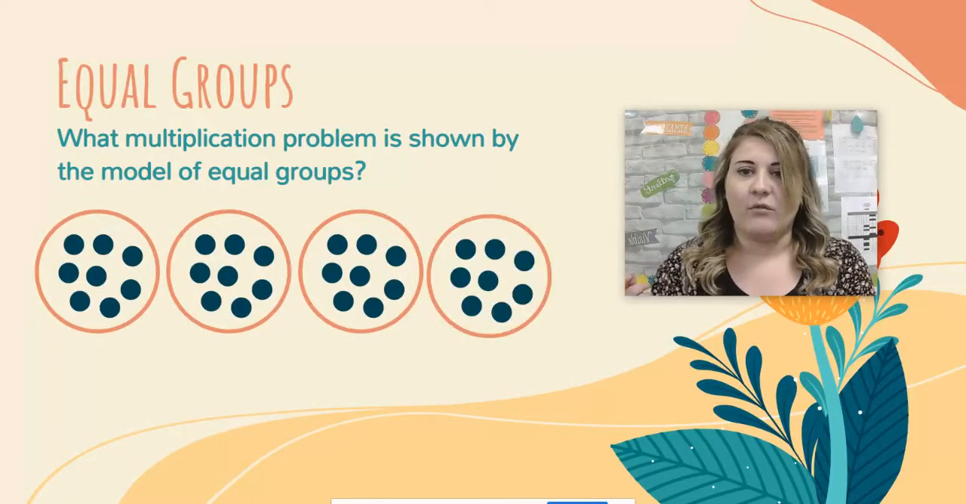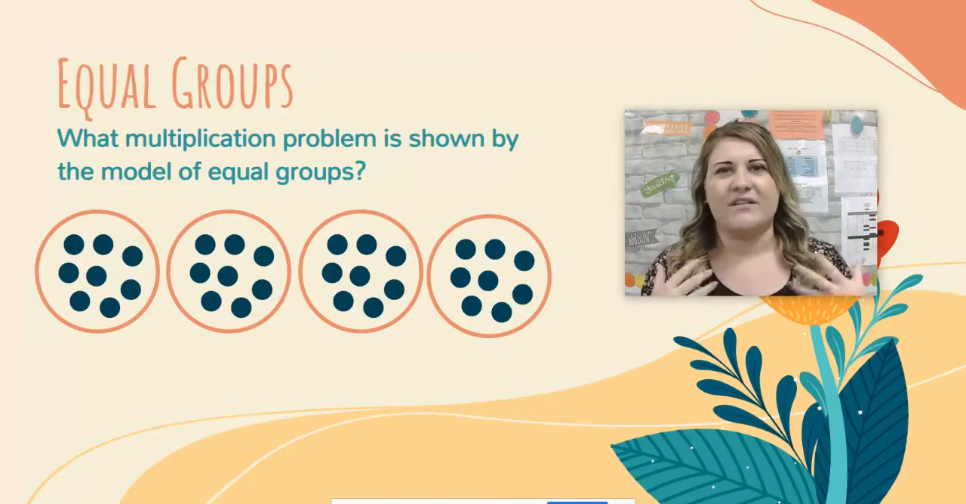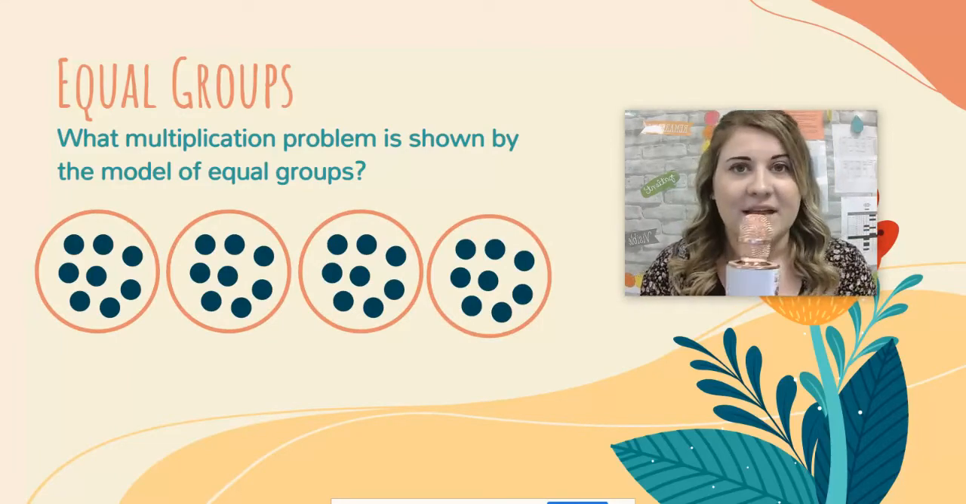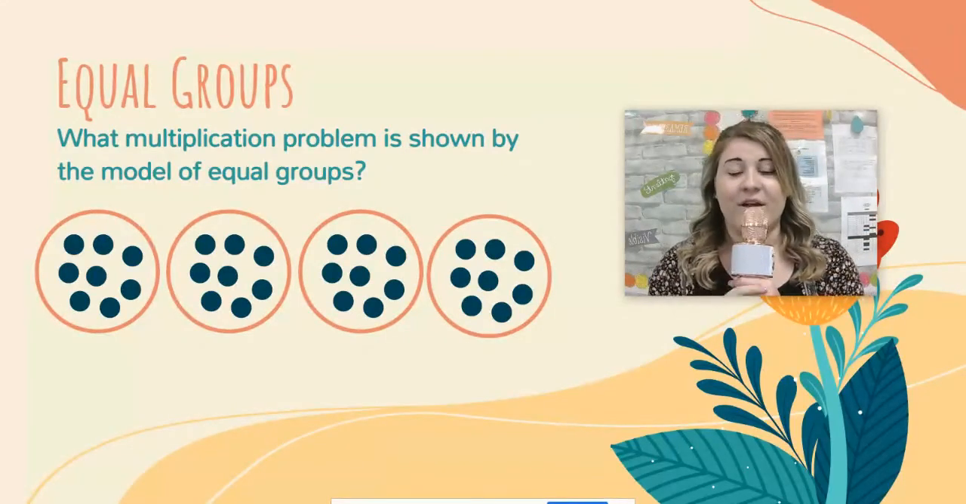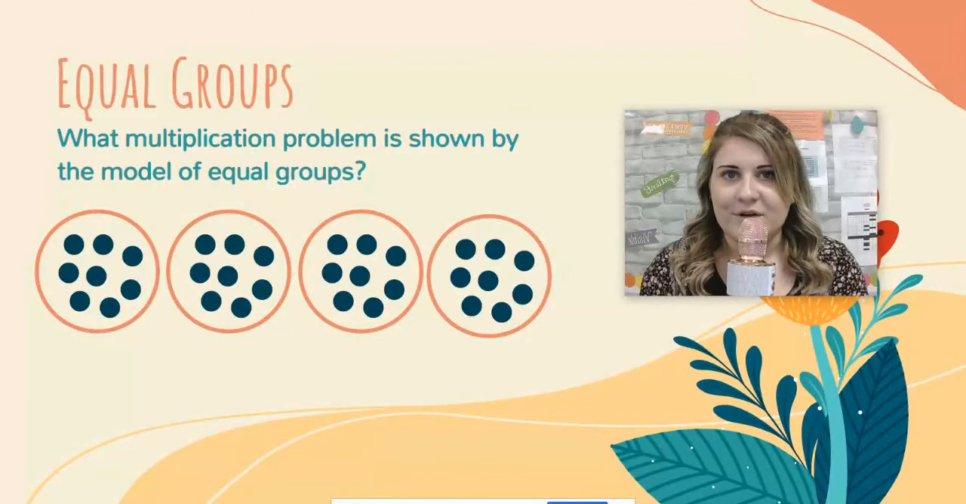All right, I think we have one more. This is going to be our last one we're going to do together. All right, I want you to try to figure this one out on your own, okay? Let's see if you can do it. So first of all, tell me what our first factor would be. Our first factor is the number of groups. How many groups are there here?